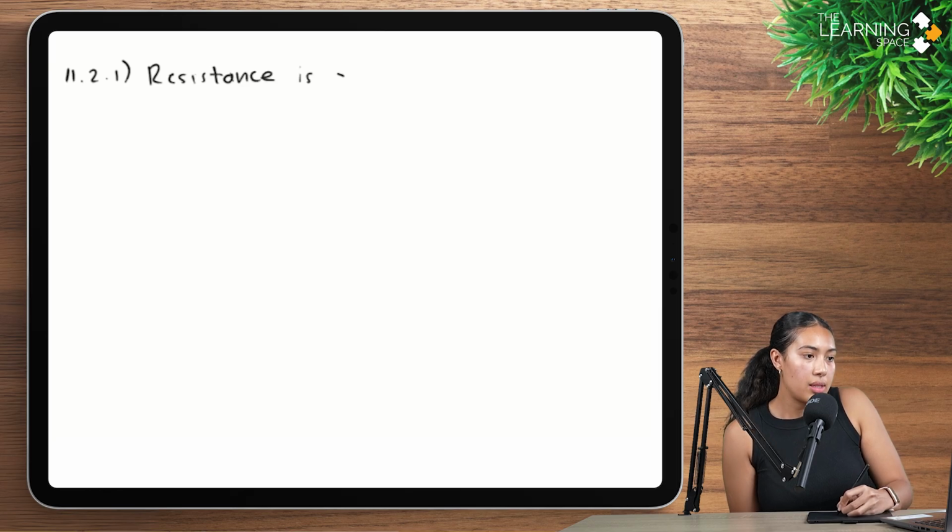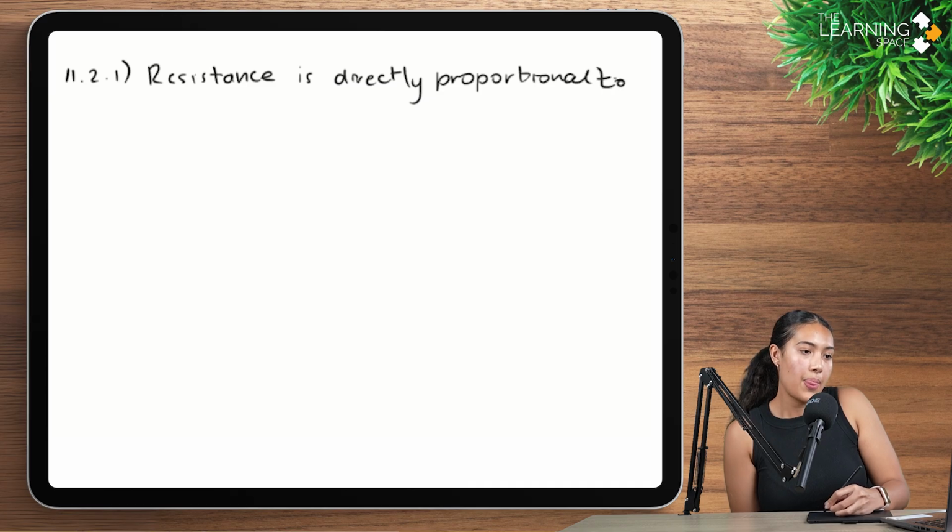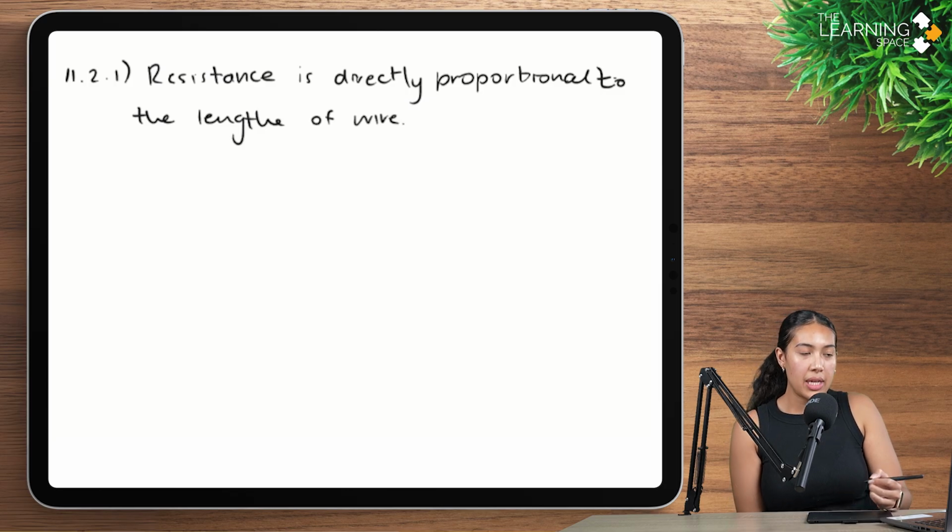So let me just write that down. 11.2.1, the relationship between the 2 is that the resistance is directly proportional to the length of the wire, right? And what that means is as one increases, the other will increase. So as the length of our wire increases, then the resistance will increase.